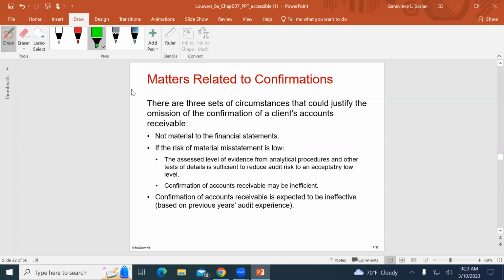Things to remember when you do confirmations. Again, this is pretty much required under audit standards. If you don't do confirmations, here's why you wouldn't do it: it's not material. Your audit client doesn't have accounts receivable, or has very few, just a few select customers that they've done business with for years and let pay later. So it's not material or there's very low risk of misstatement.